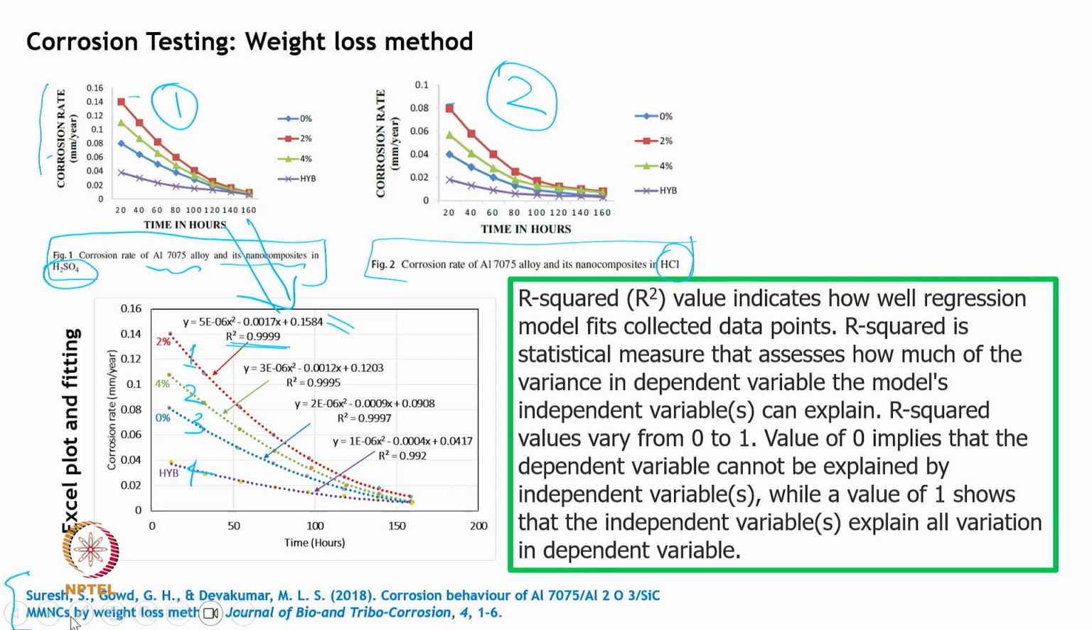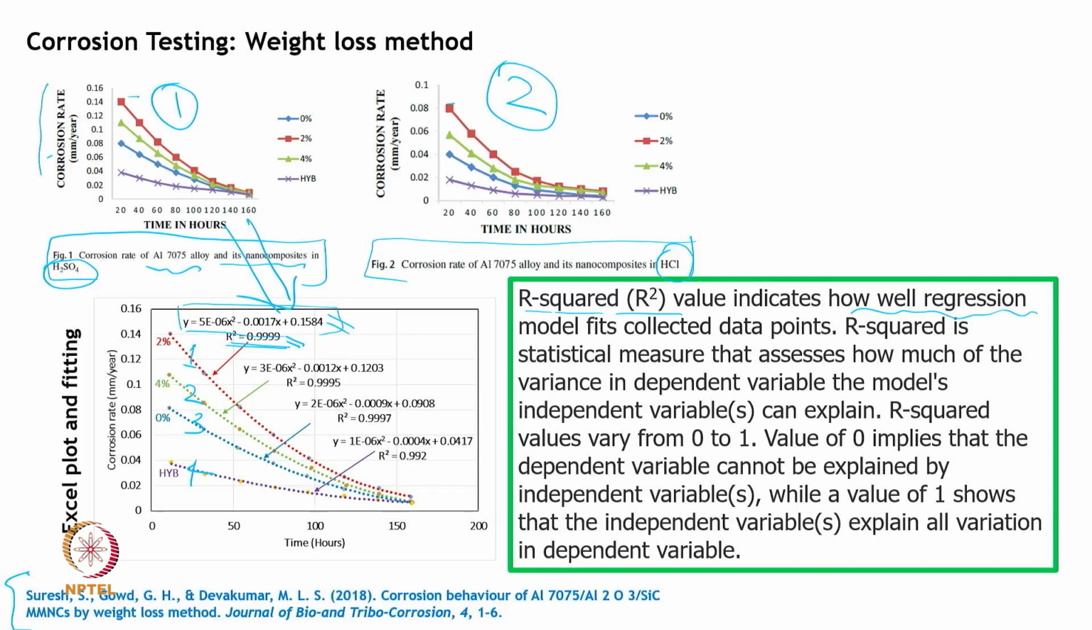So, let us give some information on r square. This value indicates how well the regression model is fitting, whatever model we are thinking, like in this case y is equal to 5 into 10 raised to minus 6 x square minus 0.0017 into x plus 0.1584, whether this model is really fitting well. So, that is indicating here 0.9999. So, it is very good.